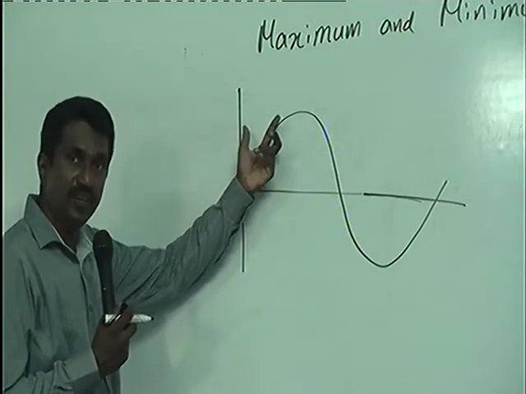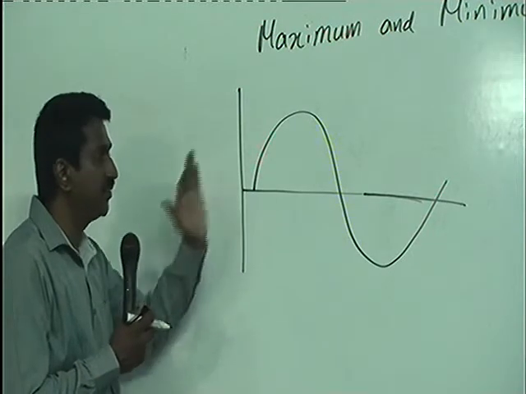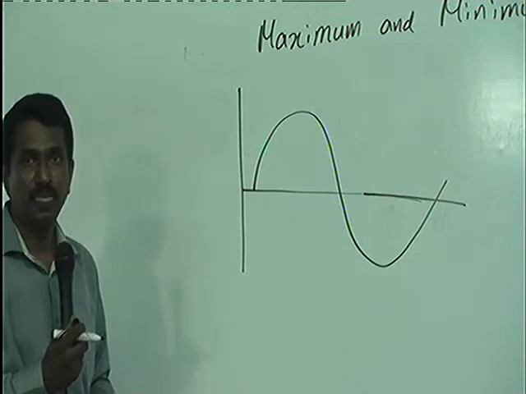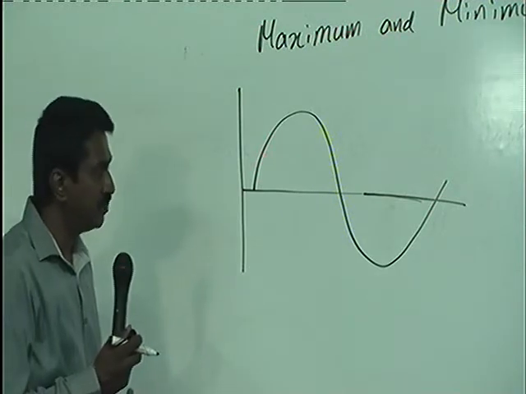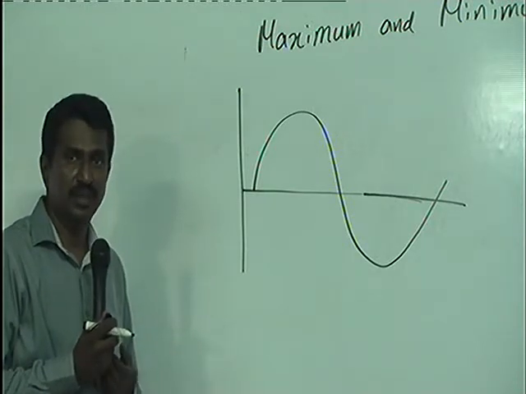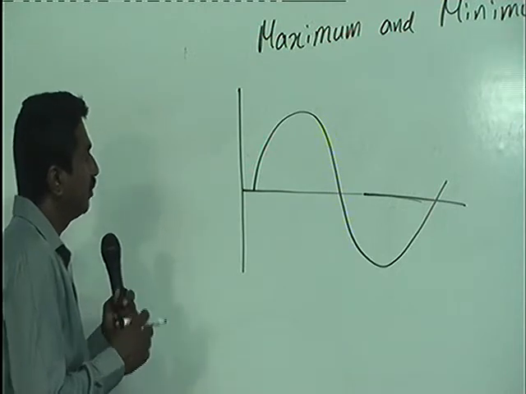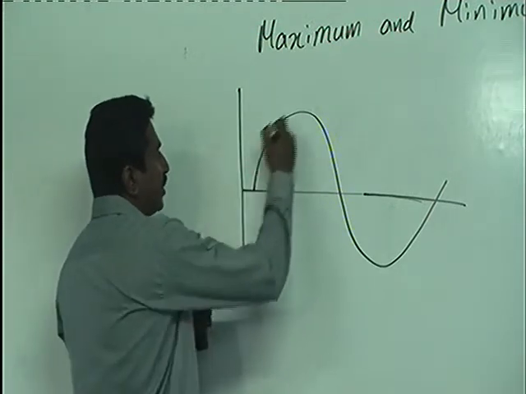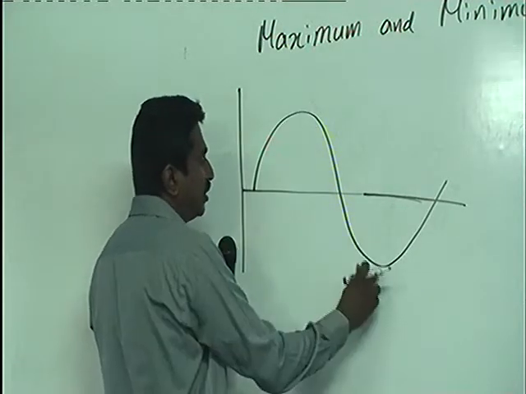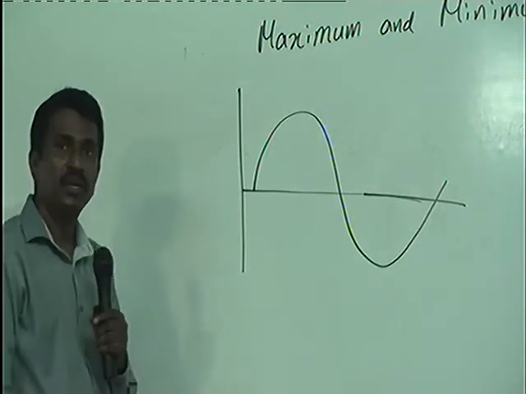The gradient is the difference in y-axis divided by the difference in x-axis. So the gradient is dy by dx. We have done that proof last time. Now, here, this is a function which has a maximum value and a minimum value.